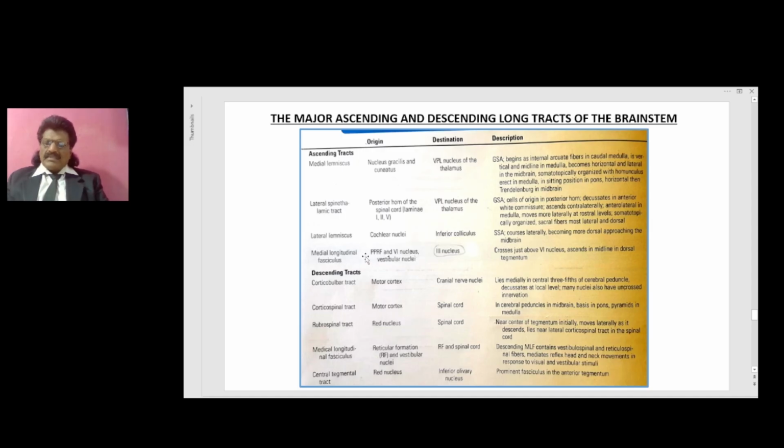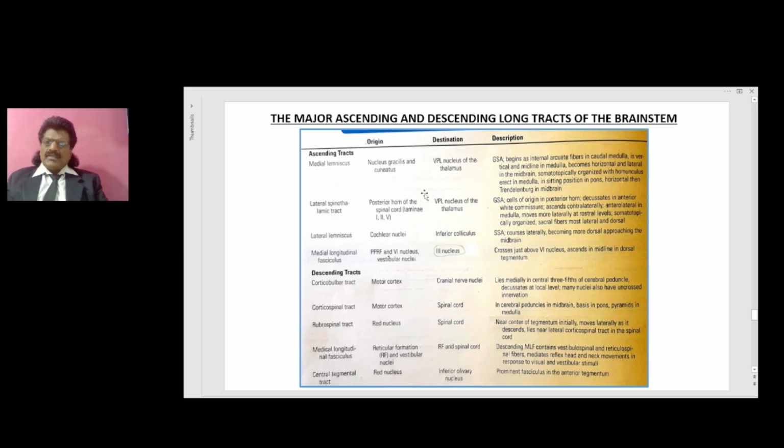When you talk about the descending tracts, we have the corticobulbar tracts connecting with the cranial nerve nuclei, corticospinal tract connecting to the spinal cord, rubrospinal tract from the red nucleus to the spinal cord, and the medial longitudinal fasciculus which connects 3rd, 4th, 6th with 8th, reticular formation to the spinal cord, and the central tegmental tract. Origin is red nucleus and the destination is the inferior olivary nucleus.